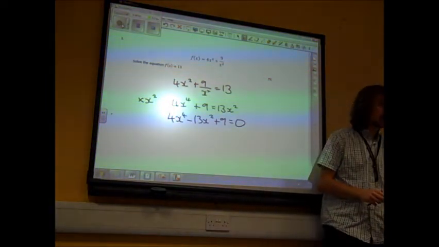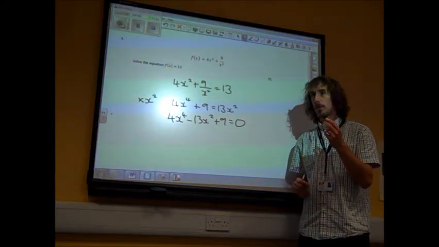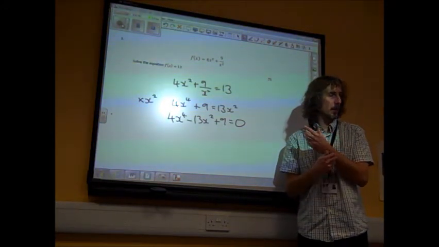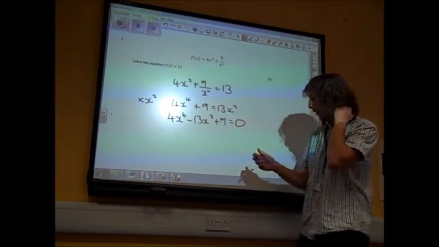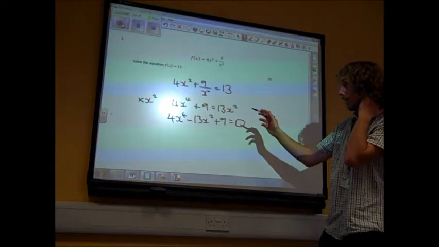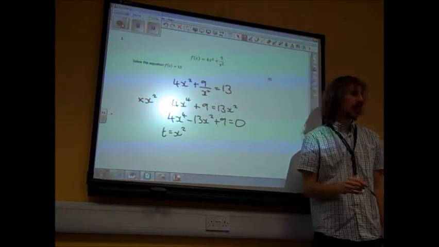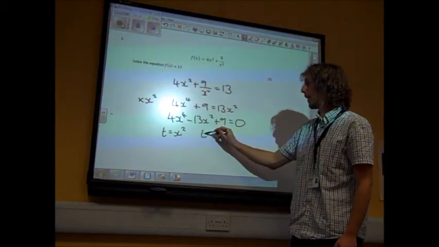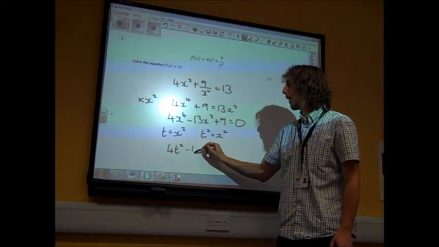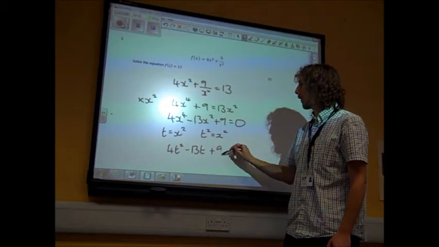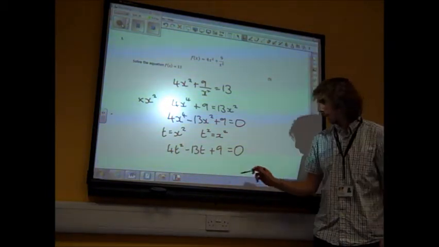Now at this stage, we had been doing some, what do you call them? Substitutions, that's it, of different things. There was one in the test last week where we had to do a substitution for x plus 2 or something like that. So the same idea here. We'll use t is x squared. We don't have to write this down, but sometimes it's helpful for us to be reminded that means that t squared is x to the 4, so we've got 4t squared minus 13t plus 9 is 0, which we want to now try and factorise.